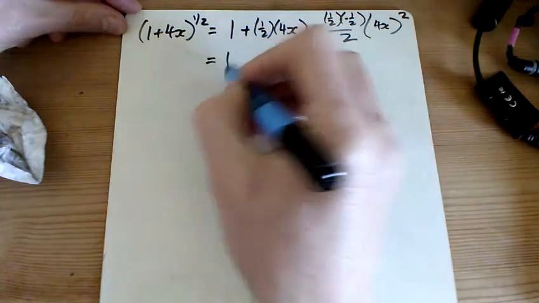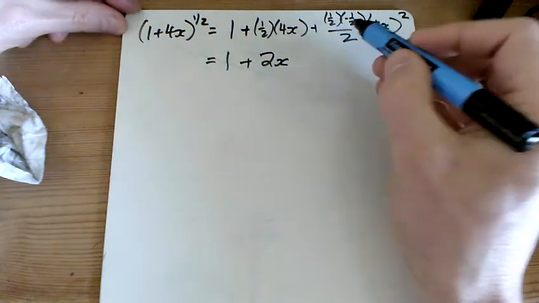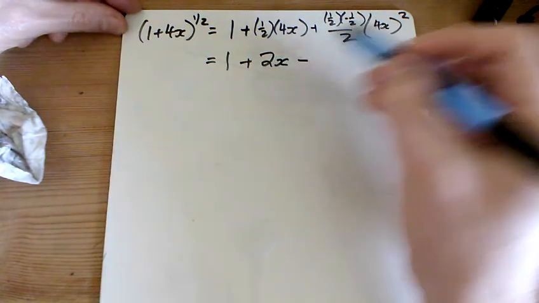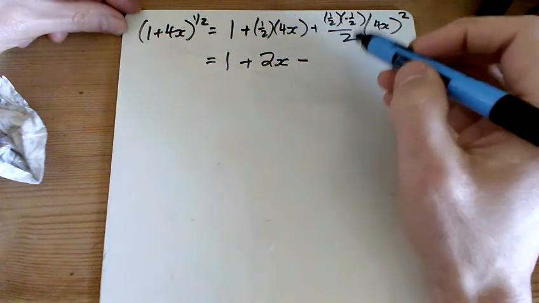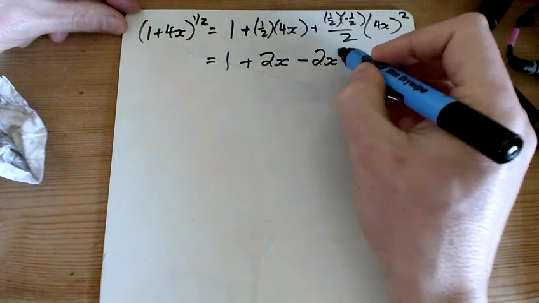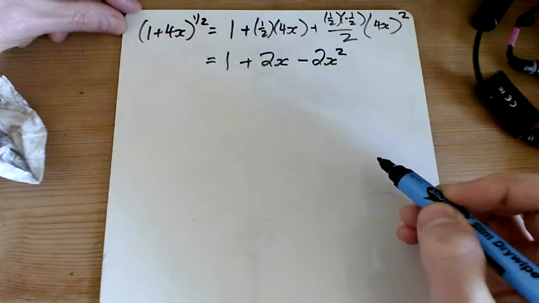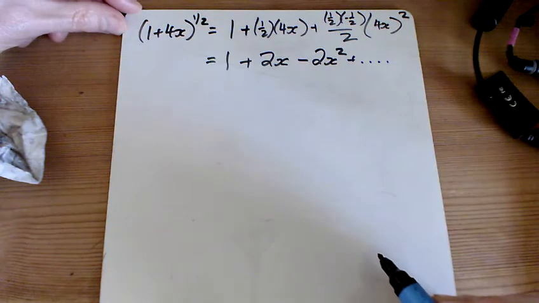And so tidying this up, we can see we've got 4 times a half, which gives 2 x's here. There's a minus here. And here I've got 16 divided by 3 lots of 2, 2 cubed, so 16 divided by 8, which gives another 2 there. And then it would continue, but we're not asked to continue it at all.